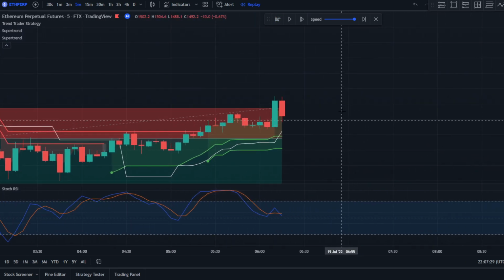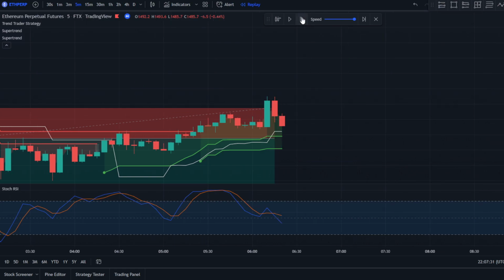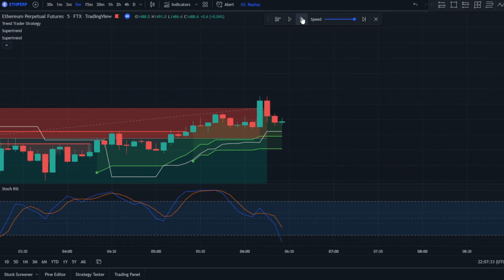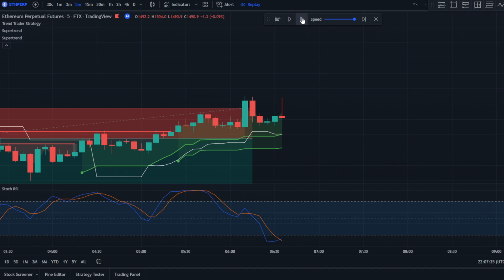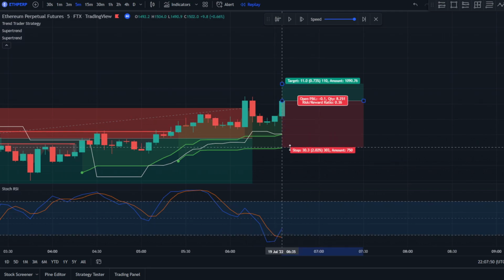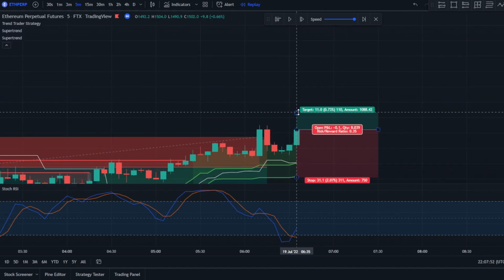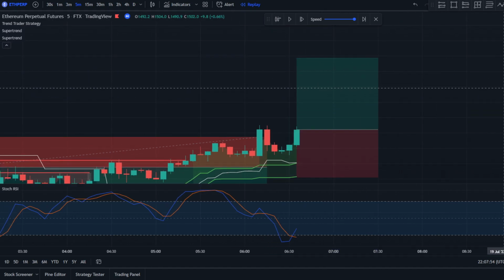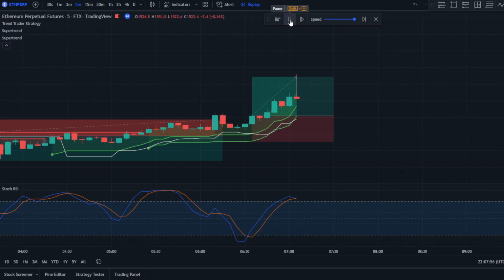So you can see that there is a move up. Price is above both the trend trader strategy and the super trend line, and here we have a clear distinct move up, so we'll enter a position. We have a crossover of the stochastic RSI below the 20 line. So we'll enter a position there, and we'll take 1.5:1. So let's see how it goes, and here we have a win.